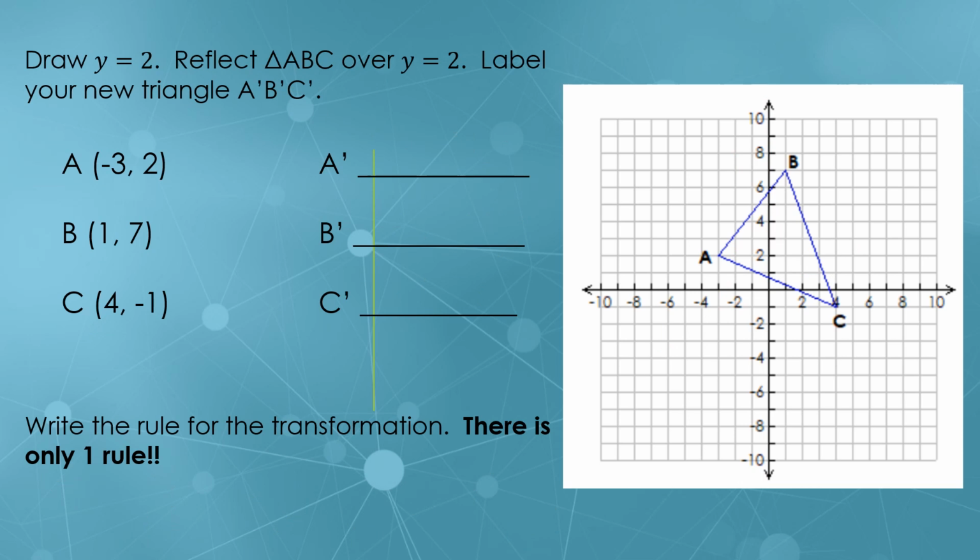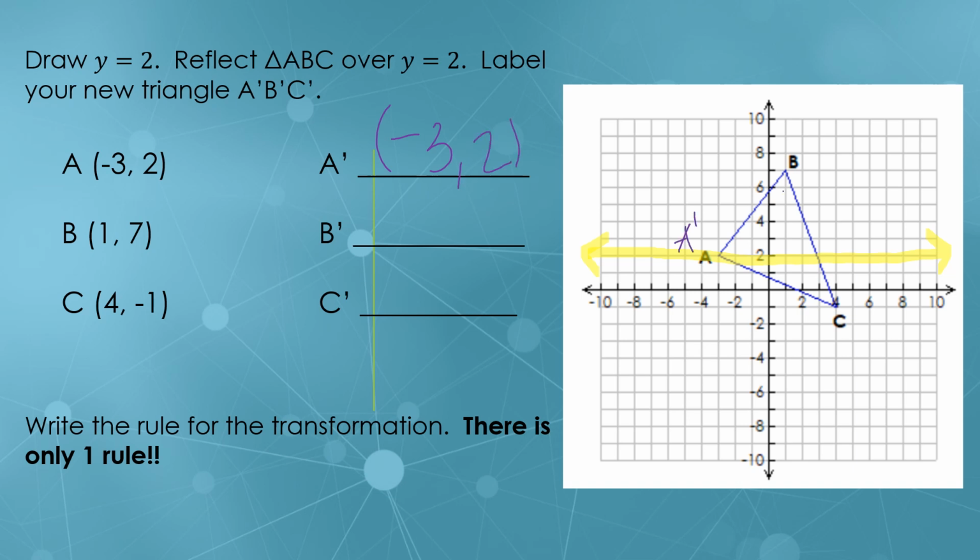So now we're going to reflect over the line y equals 2. Go to where y is 2 and then draw a horizontal line. There is no coordinate notation rule, so you are going to have to count on this one. Point A is actually on the line, so it will stay the same coordinates. A and A prime will be in the same place.